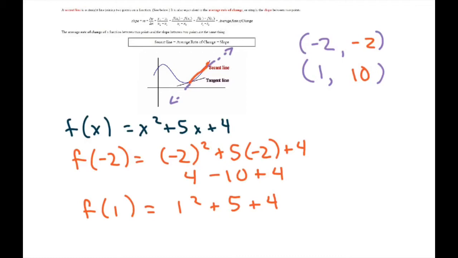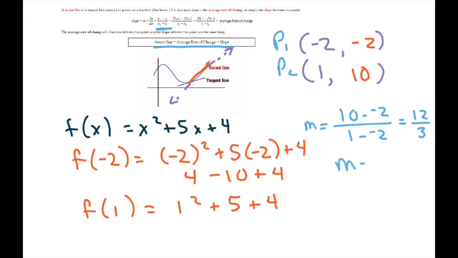Let's go ahead and get our equation of our secant line, or our slope right here. So remember, the secant line is the average rate of change, which equals the slope. The equation of the secant line, we have to use y equals mx plus b. So let's just use our slope formula. We can call this point 1, point 2. So we get 10 minus the -2 divided by 1 minus the -2. So this is going to be 12 divided by 3. So our slope, sorry about that, slope is 4.